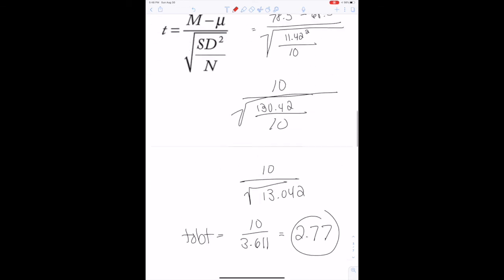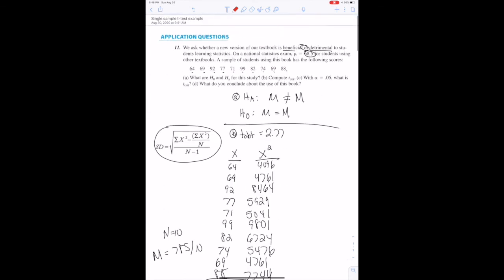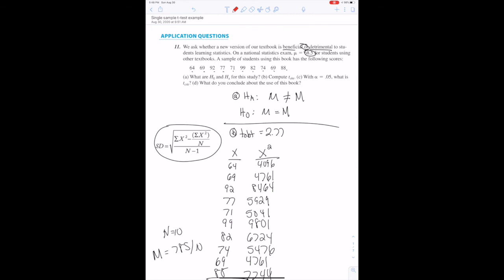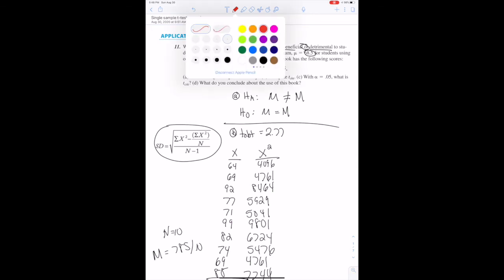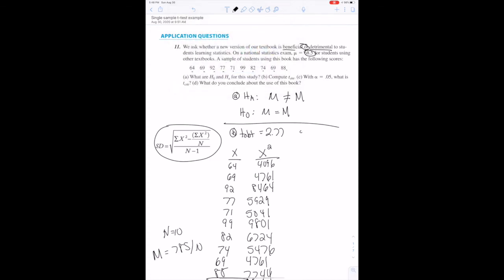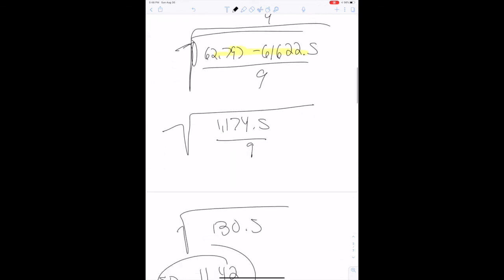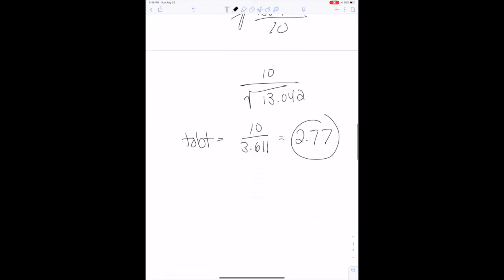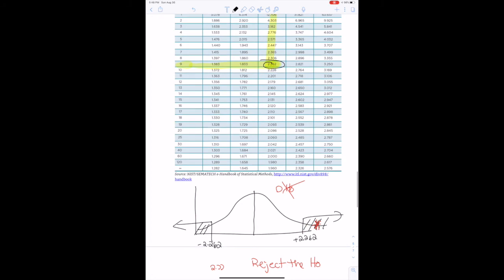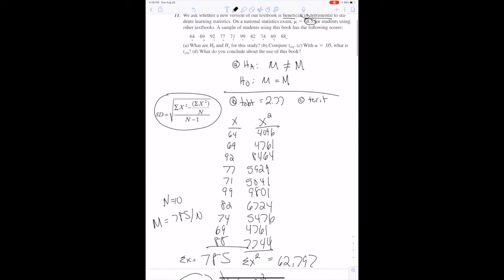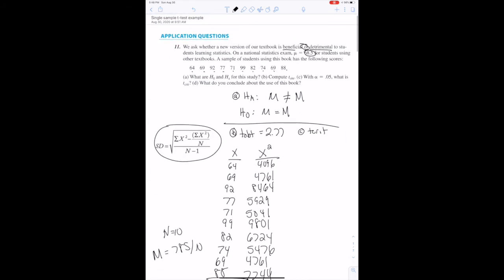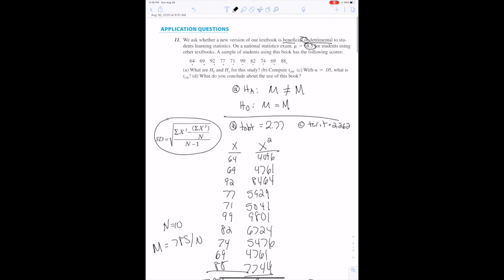Now, what was the actual question it asked us? What is part C? C asks for the t-crit. And the t-critical is, scrolling all the way down, 2.262. Forgive me for not having the memory to remember that. Equals 2.262. And then it says, what do you conclude about the use of this book?